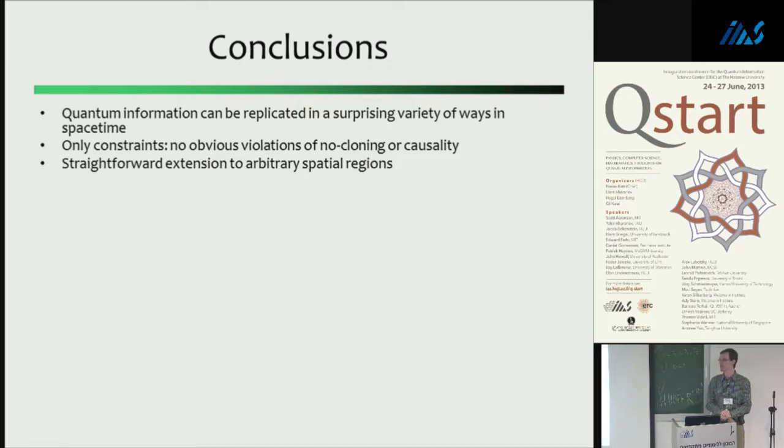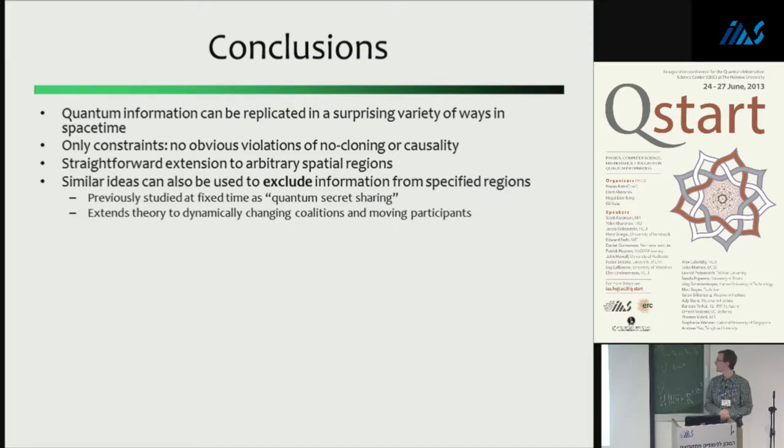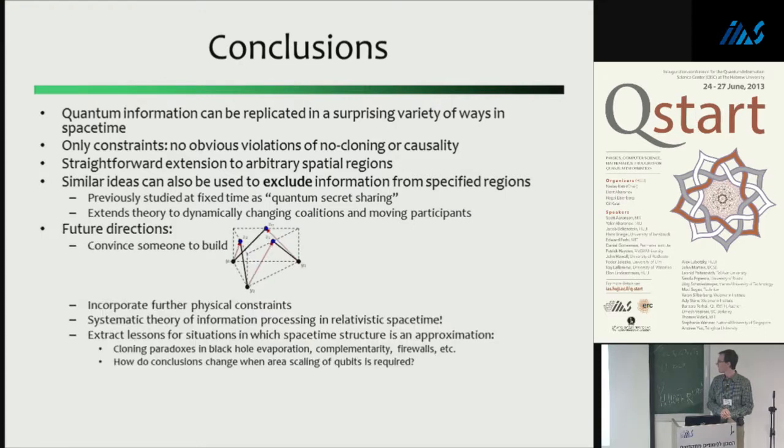It's easy to actually extend this to arbitrary spatial regions located at different times, even if the spatial regions are not connected. And I should say, similar ideas can be used to exclude quantum information from regions of space-time. This then becomes a generalization of the theory of quantum secret sharing, which arises in quantum cryptography, but you can now start talking about dynamically changing coalitions and moving participants and other things.